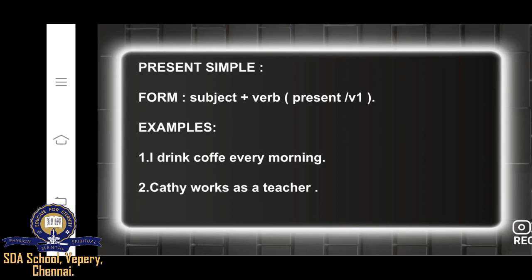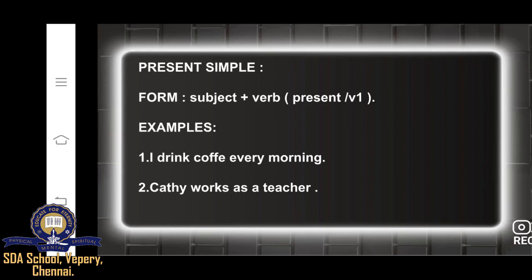Notice that in sentence number 2, we have works with an s. In the present tense, if the subject is I, you, we or they, we use a verb without s. That's why I drink. If the subject is he, she, it, we have to add s to the verb. Kathy is a female name. It's like saying she. So we have said Kathy works.